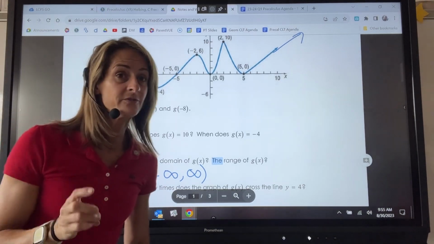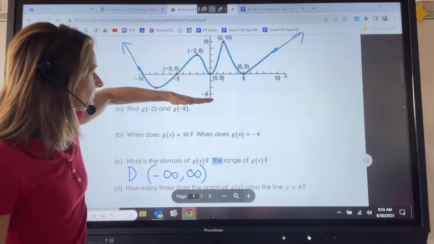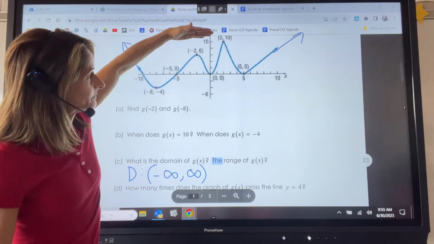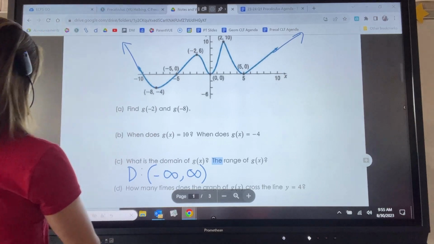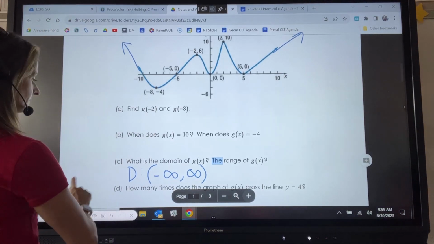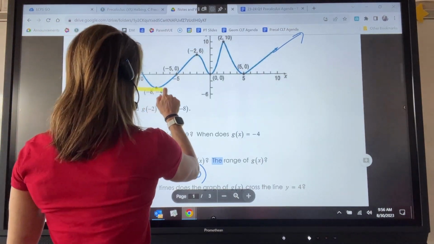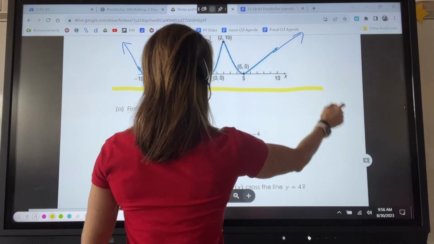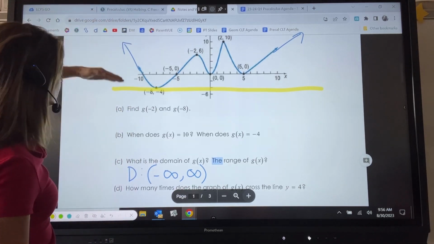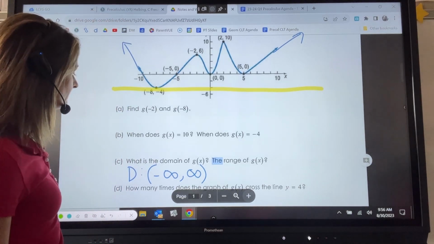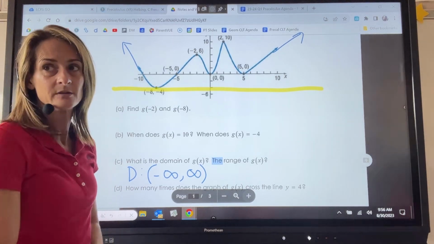Now the range is different because the range are all the possible Y values. They go from the lowest point to the highest point, okay? The lowest point on this graph, do I have a highlighter on here? Yes. Here we go. Right here. There's your lowest point. And then the rest of the graph goes up. And it's going up forever because these arrows are going up forever. So everything above -4 is going to be in our range or could possibly be a Y value.